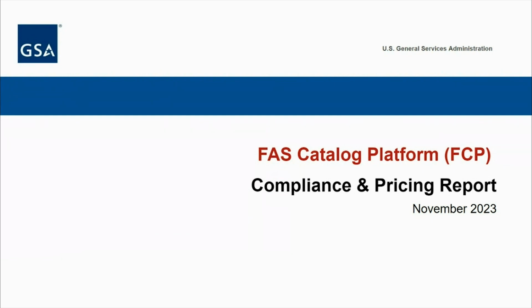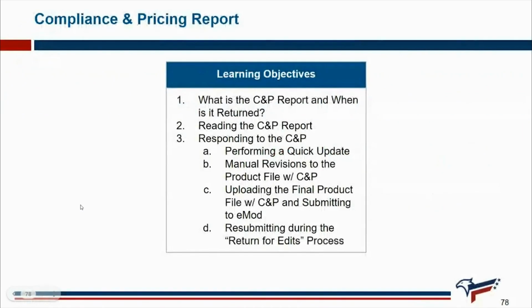In this module, we will discuss what the C&P report is and when it is returned, how to read the C&P report, and how to respond to the C&P report, including performing a quick update, manually revising the product file with C&P data, uploading the final product file with C&P data and submitting to eMod, and resubmitting during the return for edits workflow.